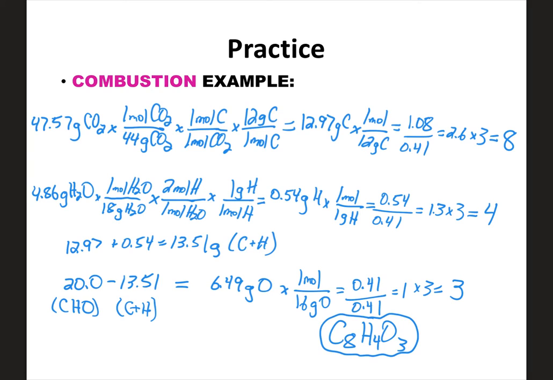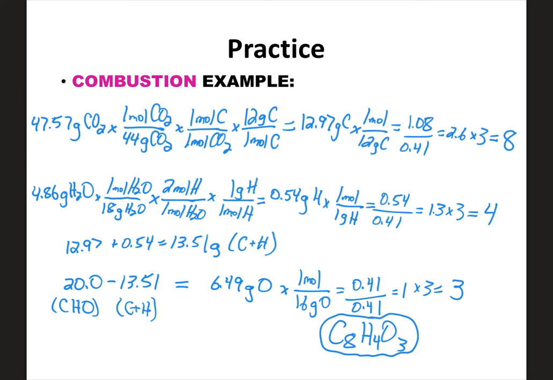Hopefully this is the answer you got when you did this example, C8H4O3. So again, it's just like the previous example. Take your amount of CO2, figure out how much of that is just carbon. Take your amount of water, figure out how much of that is just hydrogen. Add both of them up to get the total amount of carbon and hydrogen. Subtract that from the amount of the original compound to get the number of grams of just oxygen. And then it's a normal empirical problem.